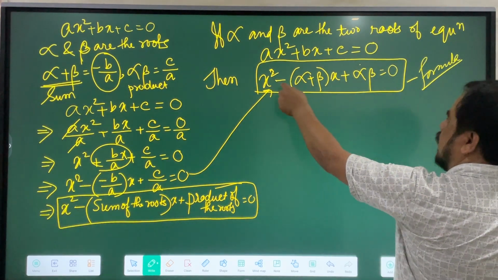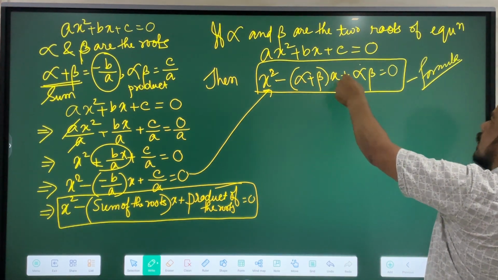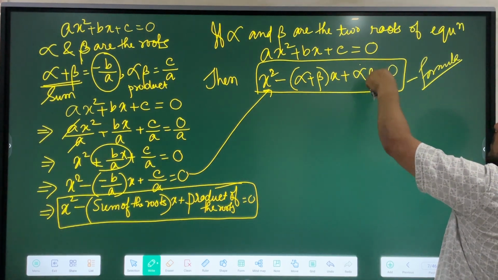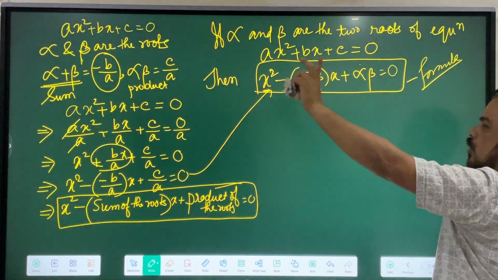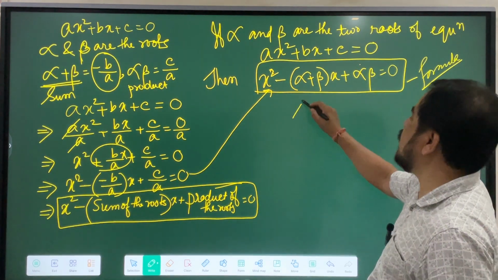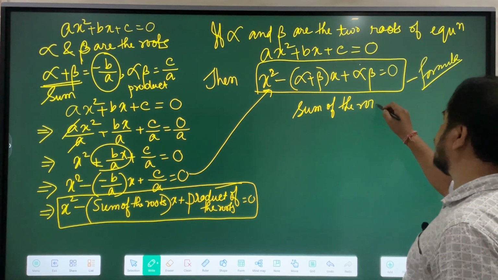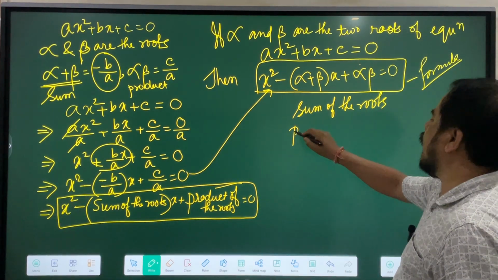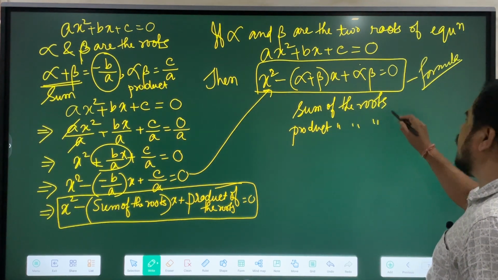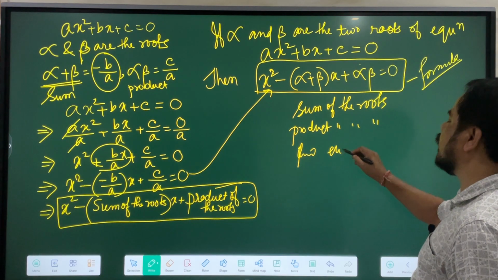Only x square minus, within bracket, whatever the sum of the roots we can write directly, x plus whatever the product of the roots or multiplication of the roots you can write directly here equals to 0. That will become an equation. So for an equation, if the sum of the roots is given, and the product, meaning multiplication of the roots, is given, then we can find out the equation.